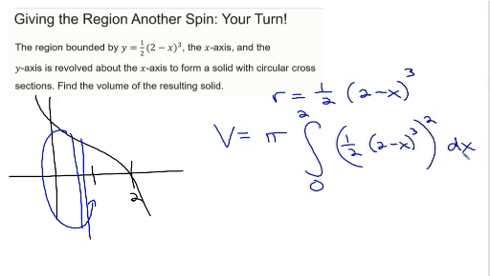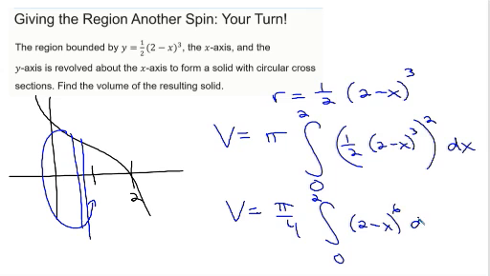Now we could clean that up a little bit before we put it into our graphing calculator, I suppose. This is basically going to be a 1/4, so I'm going to have pi fourths times the integral from 0 to 2 of (2 minus x) to the 6th power. That would clean up what you have to put into the graphing calculator, and your correct answer should be 14.3615 when you put that in.